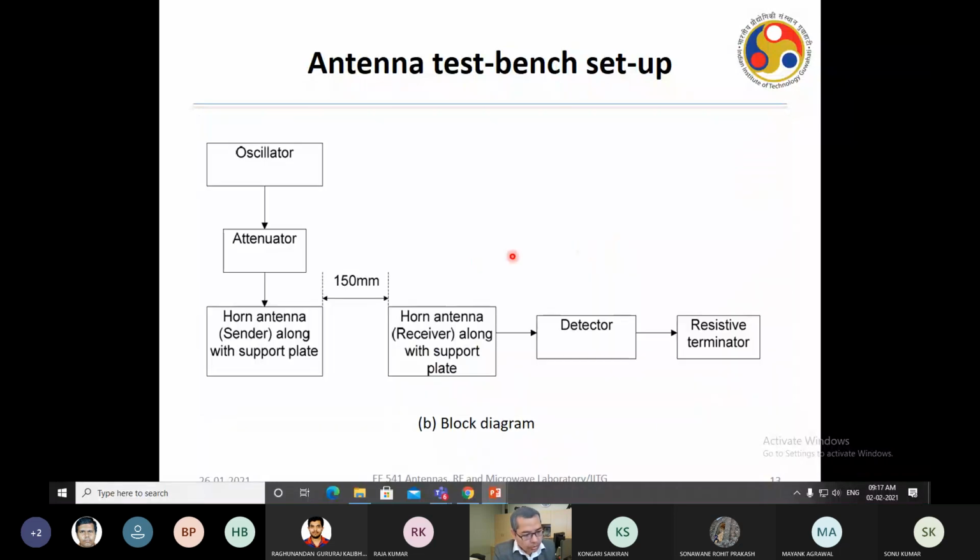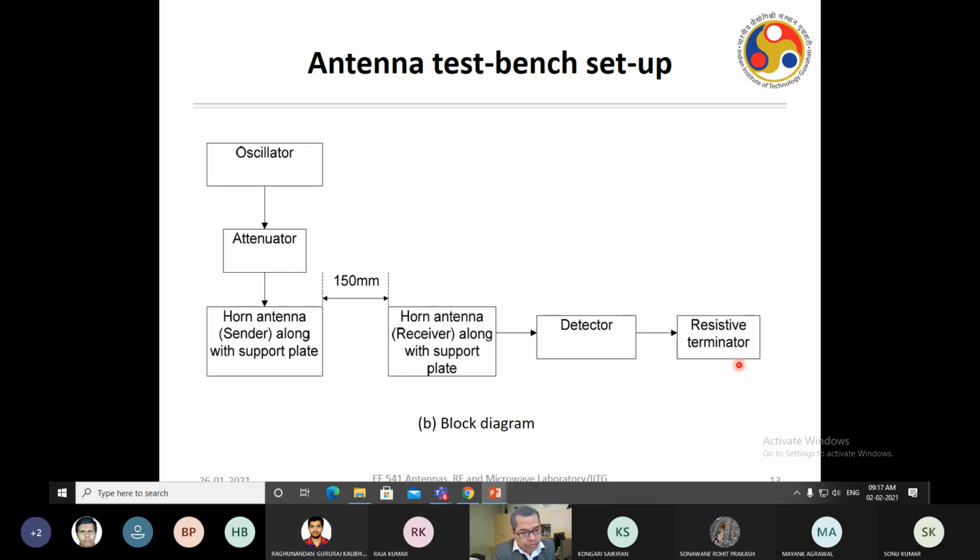So this is a block diagram. You have an oscillator, then after that you have an isolator, then attenuator, then this horn antenna. Then we are making the measurement in the far field of the antenna. The distance will be calculated. You can check whether this is correct or not by finding out 2D squared over lambda of the antenna. Then this is the receiving horn antenna. Then you'll have a detector. Then you'll make the measurement using the VSWR meter.